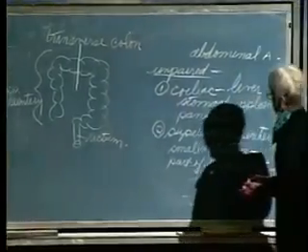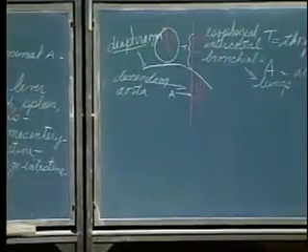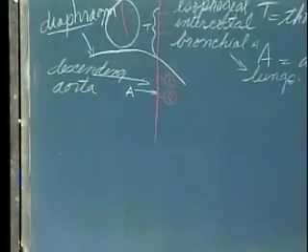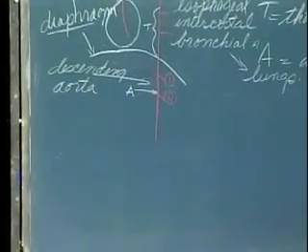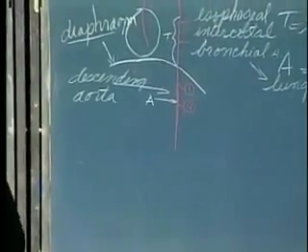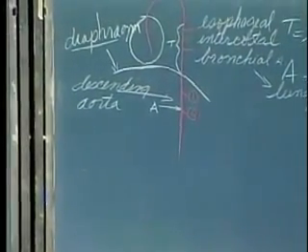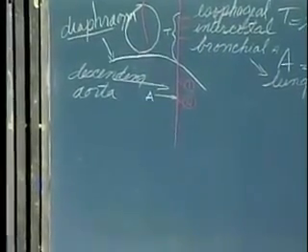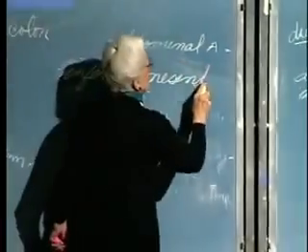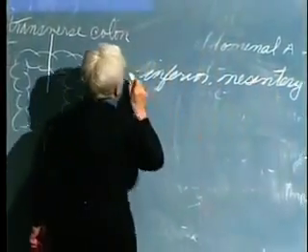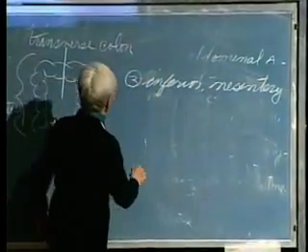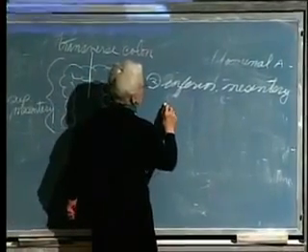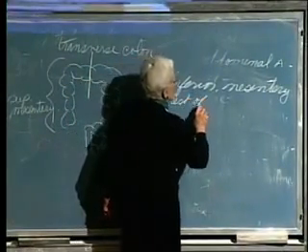And our next one is the inferior mesentery. Inferior mesentery. And it will supply the rest of the intestine and the rectum. Rest of large intestine and rectum.